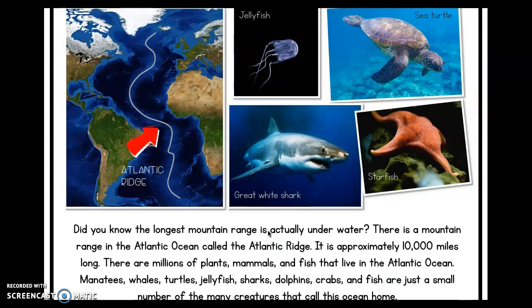Did you know the longest mountain range is actually underwater? There is a mountain range in the Atlantic Ocean called the Atlantic Ridge. It is 10,000 miles long. There are millions of plants, mammals, and fish that live in the Atlantic Ocean. Manatees, whales, turtles, jellyfish, sharks, dolphins, crabs, and fish are just a small number of the many creatures that call this ocean home.